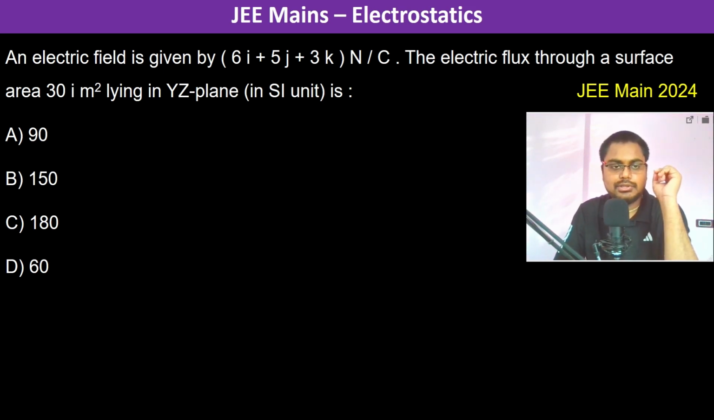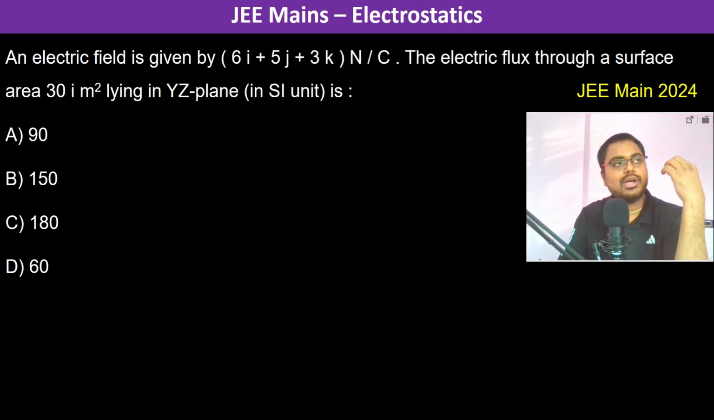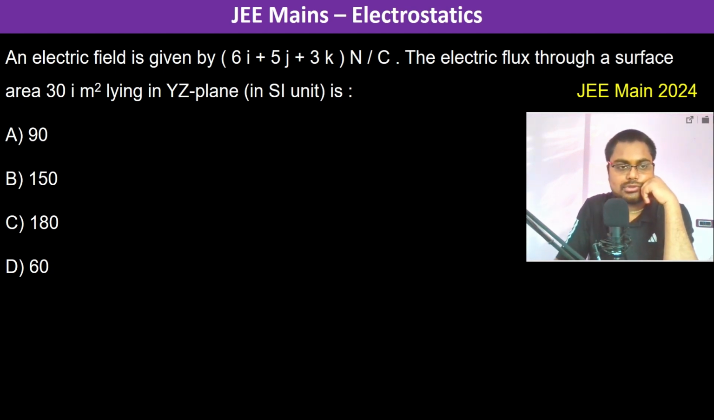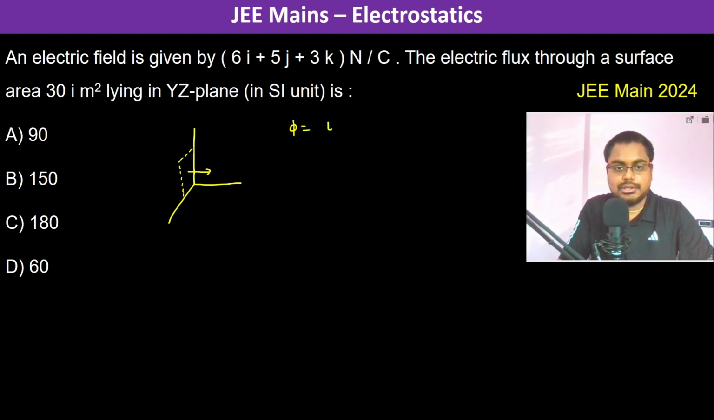The electric field is given by 6i + 5j + 3k. What is the electric flux through a surface of area 30i meter square lying in the YZ plane? So it is lying like this in the YZ plane, and this is the field, the area vector. Therefore flux is equal to E dot A.